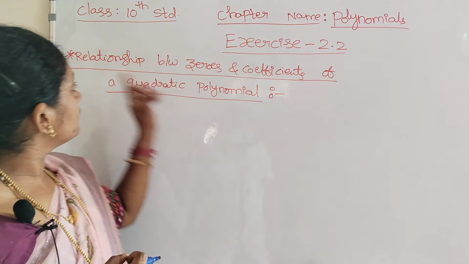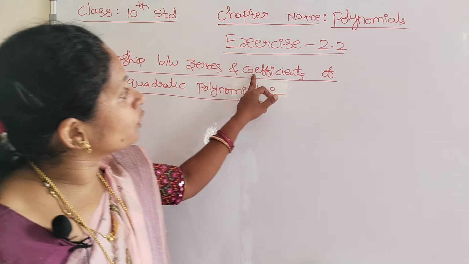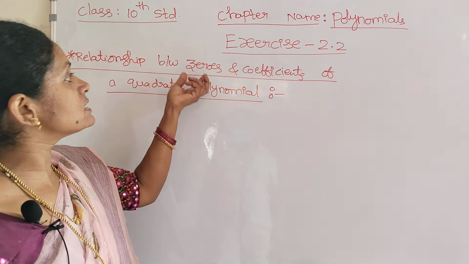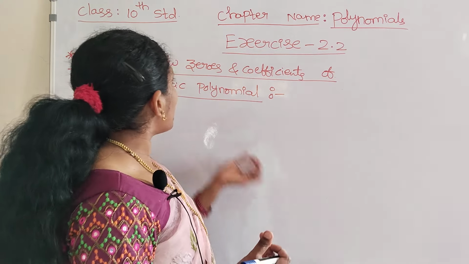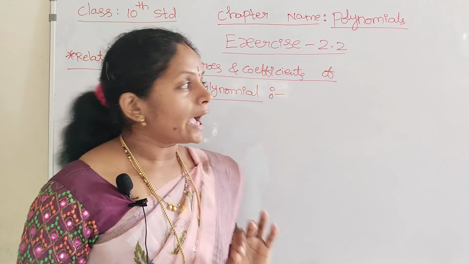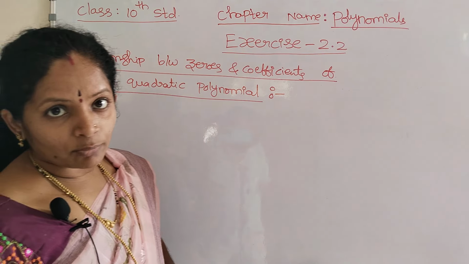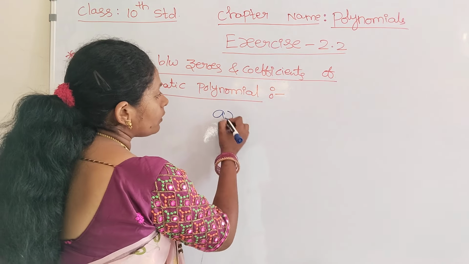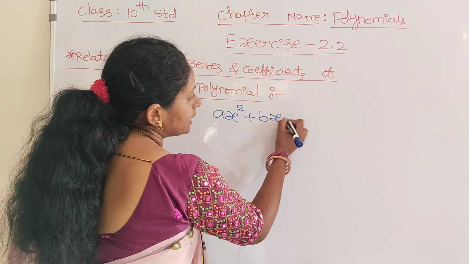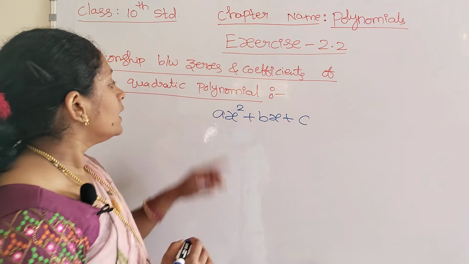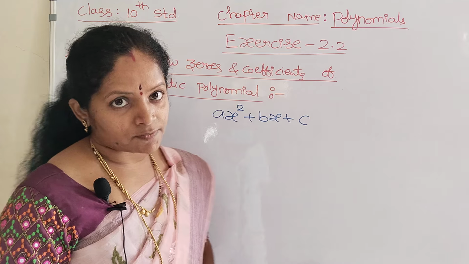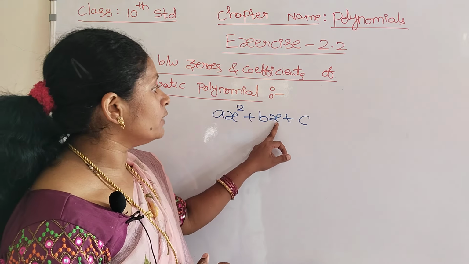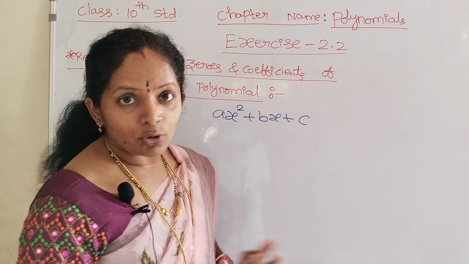The next point is the relationship between zeros and coefficients of a quadratic polynomial. First of all, what are the zeros and what are the coefficients? A quadratic polynomial always follows a standard form, ax square plus bx plus c, where a, b, c are the coefficients. a is the coefficient of x square, b is the coefficient of x and c is a constant.